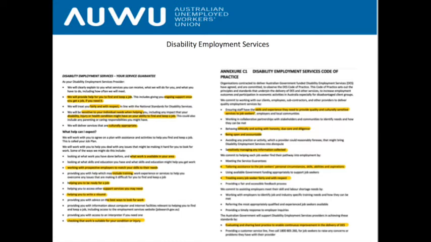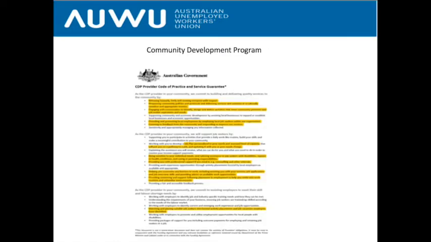Moving on to the DES Services Code of Practice, we've got a lot of things similar here to the Job Active Code of Practice. DES staff must be suitably trained, they must be respectful and tailor assistance to job seekers' personal circumstances, skills, abilities and aspirations. Moving on to the CDP Code of Practice and Service Guarantee, there are many similarities here that we saw in the previous two systems. CDP providers, once again, must behave honestly, fairly, treat people with respect, respect community policies and protocols in delivering these services in a culturally sensitive way, engage with communities to identify activities that meet community priorities, provide and promote local employment by employing local job seekers within their organisation.